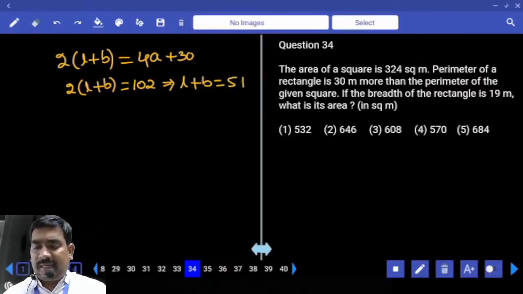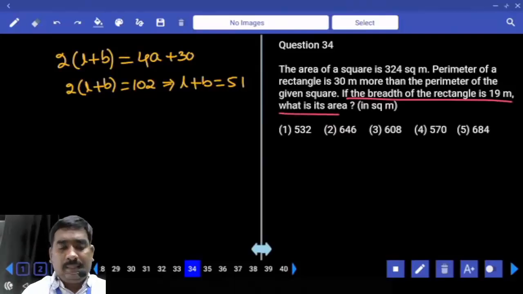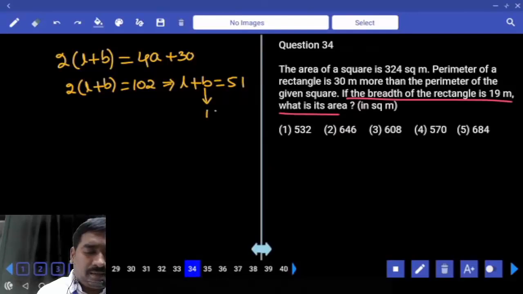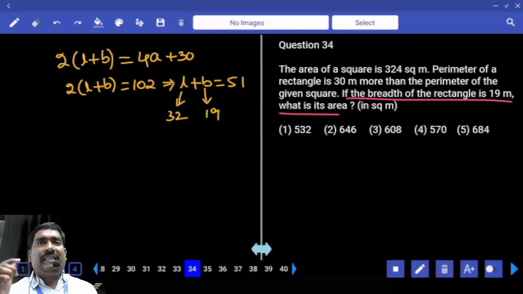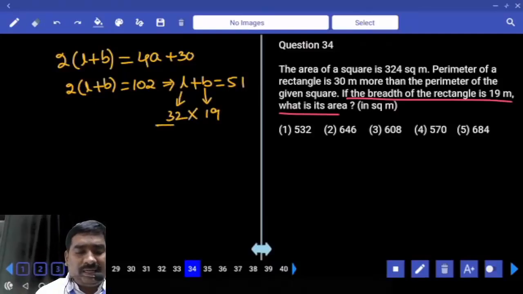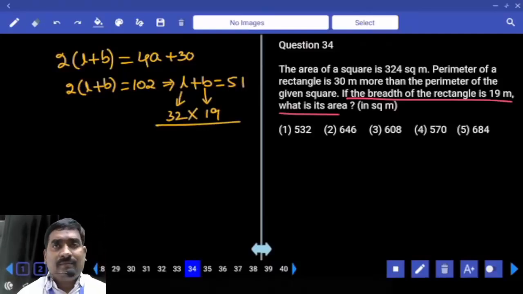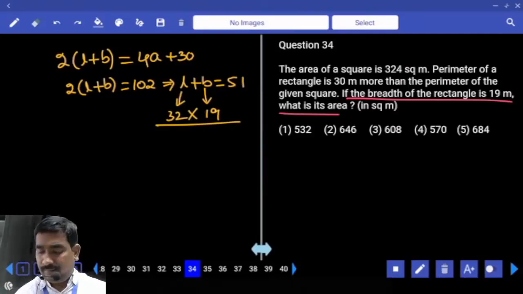And breadth of the rectangle they have given us is 19 meters, asked to find area. If breadth is 19, length becomes 51 minus 19, which is 32. Area of the rectangle means length into breadth, 32 into 19. Answer ends with 8, and the third option, 608, is the answer.